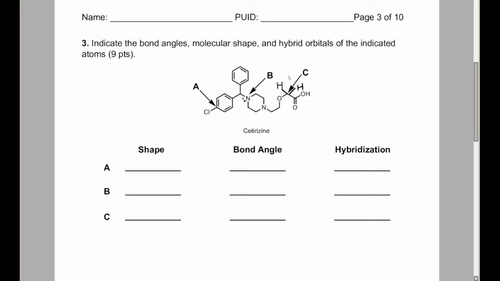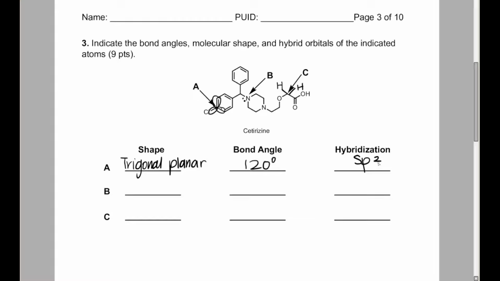So for atom A, it has 3 electron domains because there's 1, 2, and 3, since one of them is a double bond. So this is a trigonal planar shape. And we need to remember that trigonal planar has a bond angle of 120 degrees and a hybridization of sp2, since there are a total of 3 electron domains.